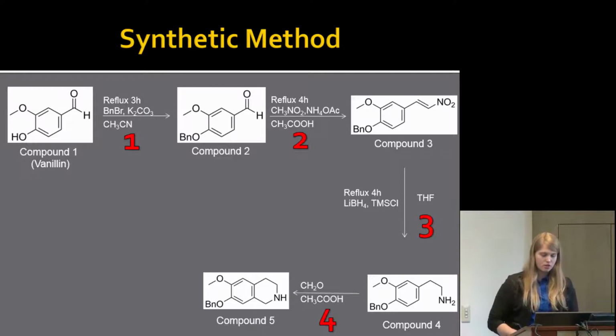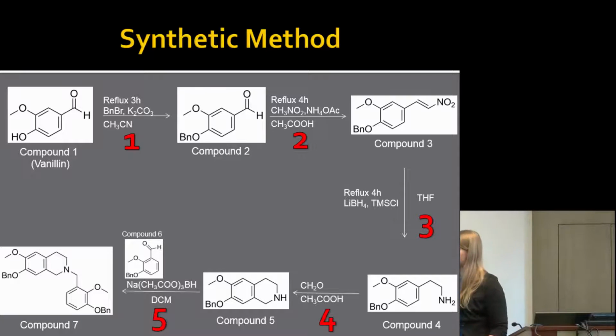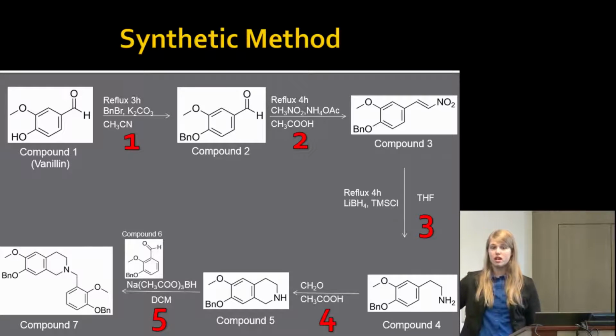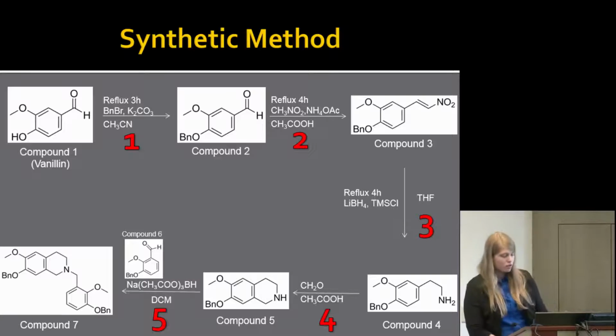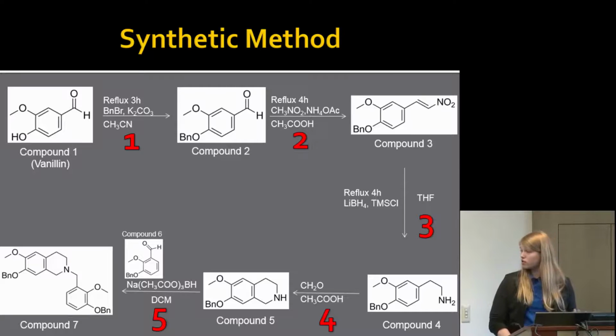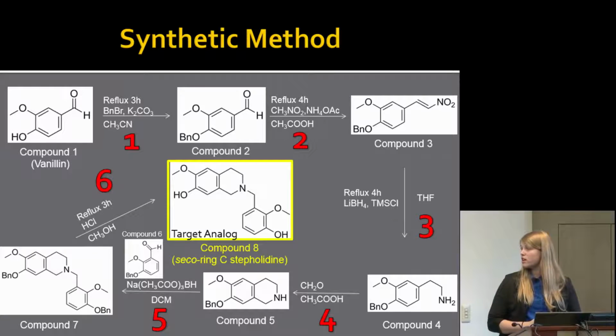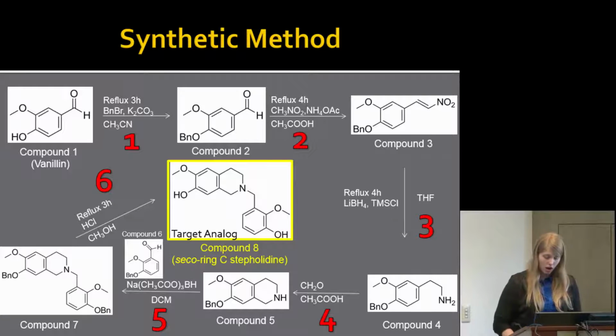The next step is to do reductive amination, which is basically when you combine the two-ring structure that we have already, and then start combining it and making the C ring and the D ring. Now you notice this compound looks a lot like our target analog. The only step left is to cleave those benzyl groups and make it so you restore our hydroxyl groups.